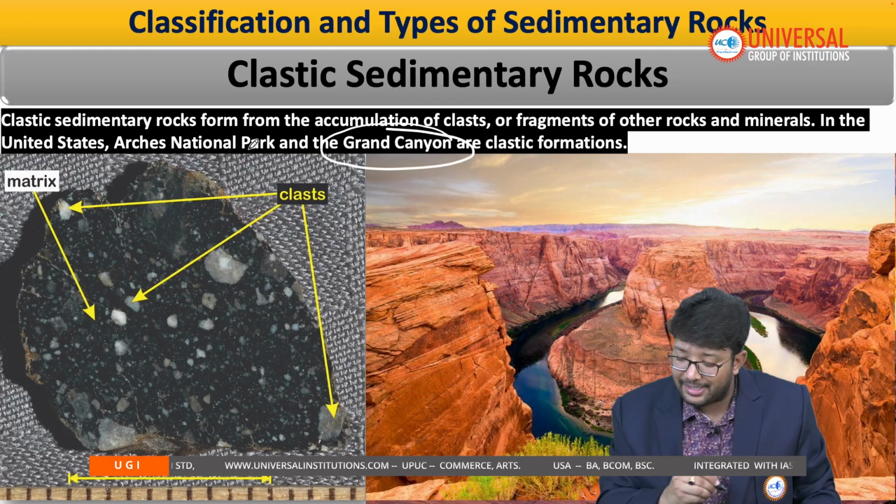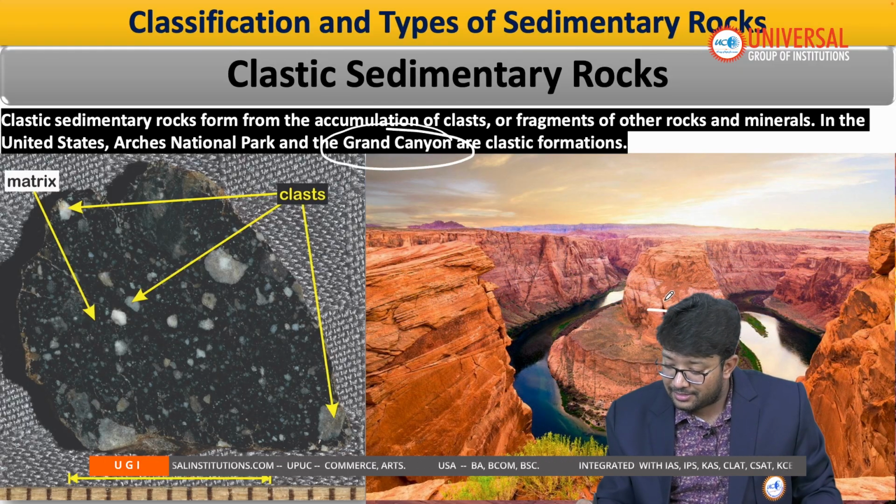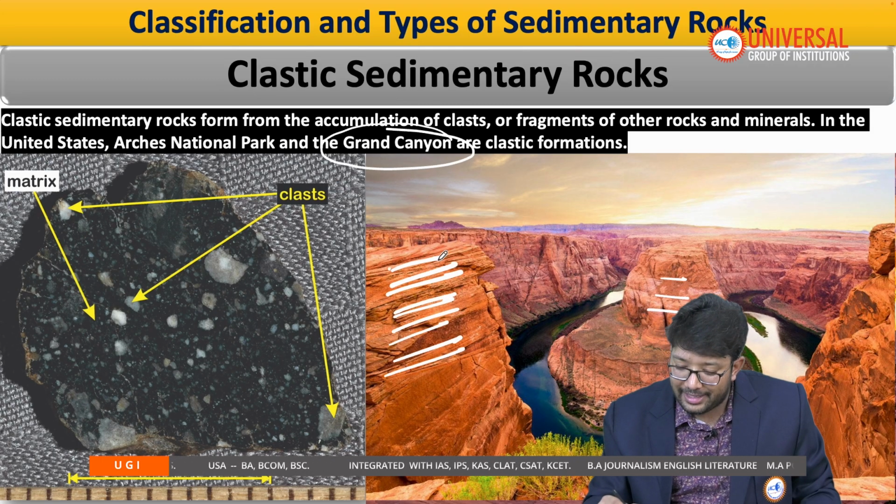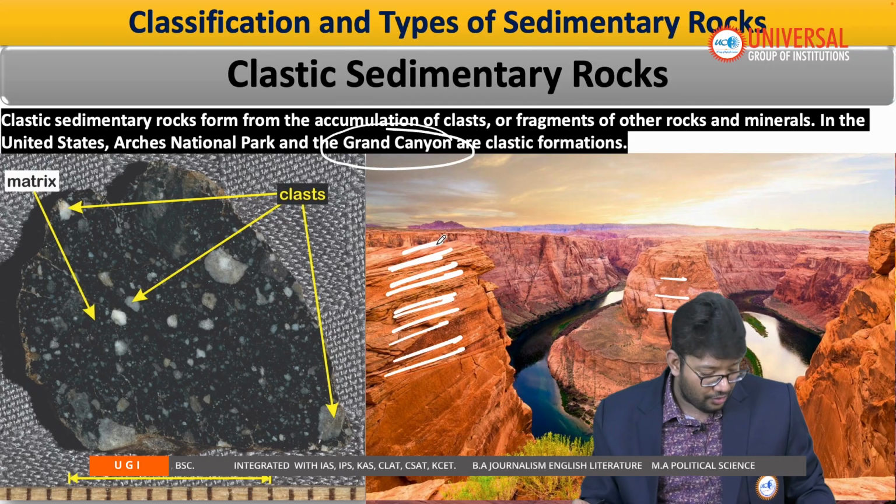Second example is the Grand Canyon. As you can see, layerings. Can you see the clear layerings are there? So the Grand Canyon is also made up of sedimentary rocks only.